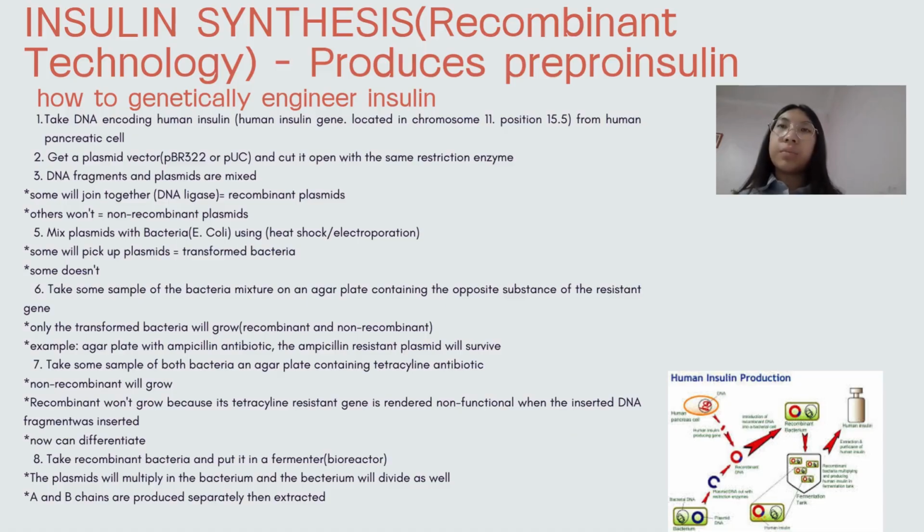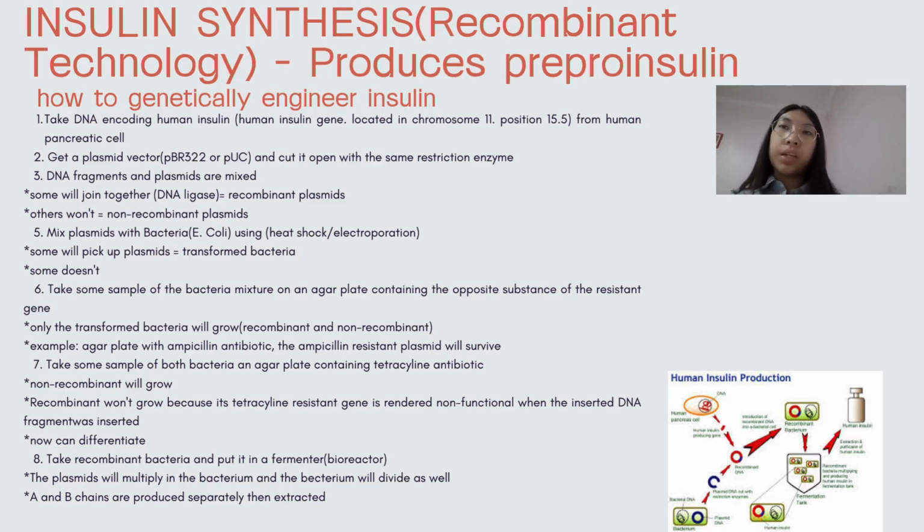Next, we have to take some sample of both bacteria on an agar plate containing tetracycline antibiotic. So here, the non-recombinant bacteria will grow, while the recombinant bacteria would not grow because its tetracycline-resistant gene is rendered non-functional when the DNA fragment was inserted. So now we can differentiate between the non-recombinant bacteria and the recombinant one.